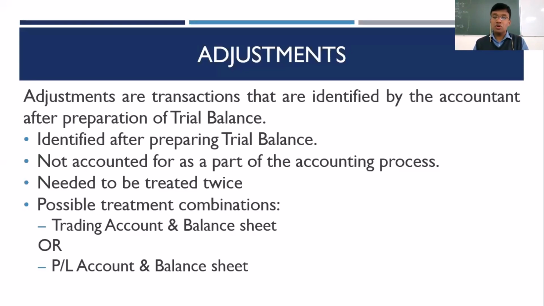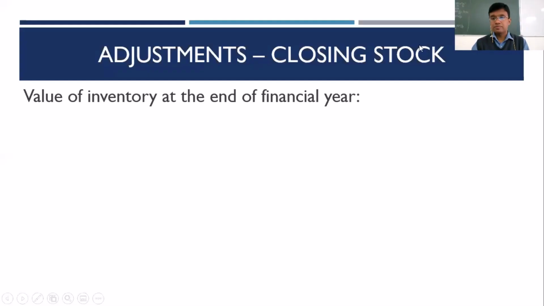So this is something that we all have to remember. To summarize what adjustments are, please remember adjustments are transactions that were identified by the accountant after the preparation of the trial balance. Since it has not gone through the routine accounting process, it has been missed out. You will have to treat it twice. The possible combinations are trading account and balance sheet, or profit and loss account and then balance sheet.